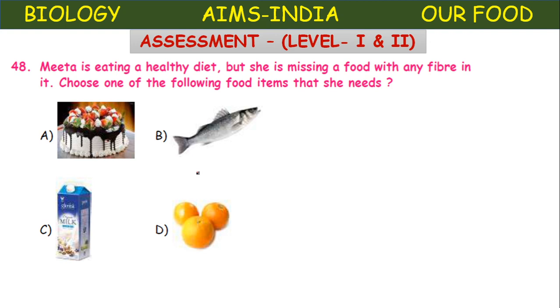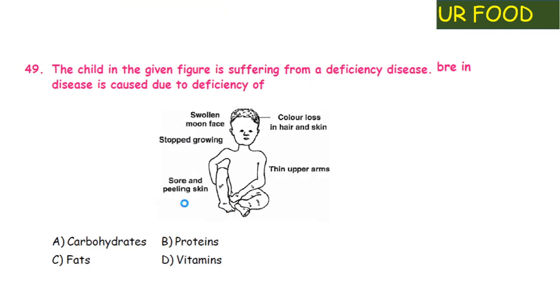Meeta is eating a healthy diet, but she is missing a food with any fiber in it. Choose one of the following food items that she needed. So cake, fish, milk, cucumber, okay, or orange. Okay, it is the orange, which is rich in dietary fibers. Okay, she needs option D.